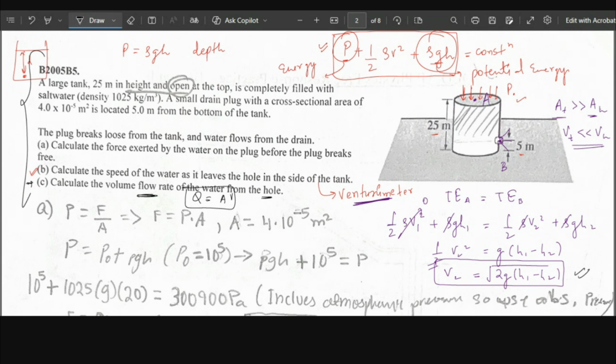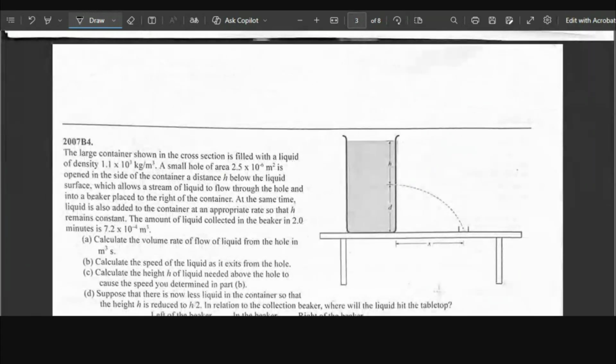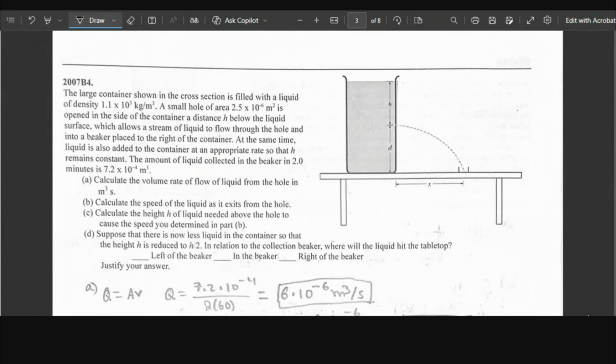The next problem I think was like the next question, but part C. This one. Yes, sir. Yes.